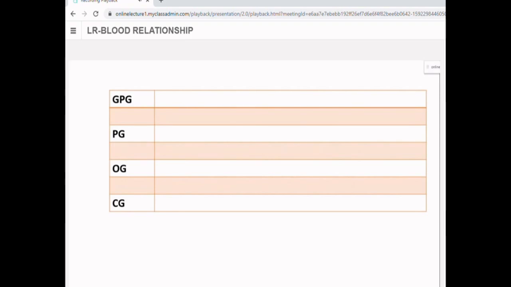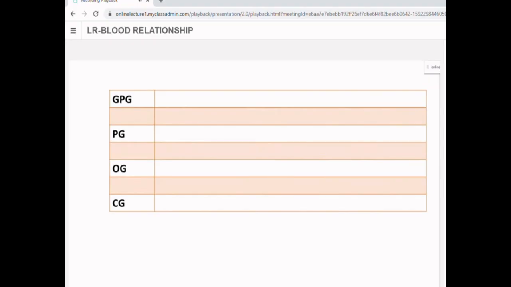Now, what is this? This is a method by which we'll be solving all our sums. Can you see on the screen? There's something on the left side called GPG, PG, OG, CG. Now what is it? One by one. First, GPG. It's an abbreviation. Full form of GPG is grandparent generation. Solve it by this method, which I am showing you. It's the best method to solve blood relation. You'll find them easy.